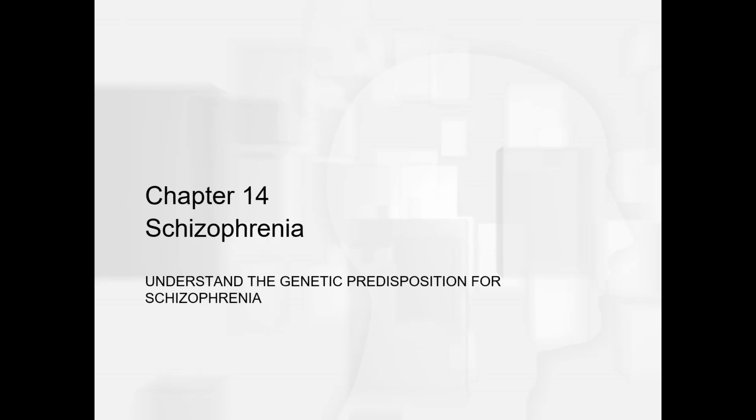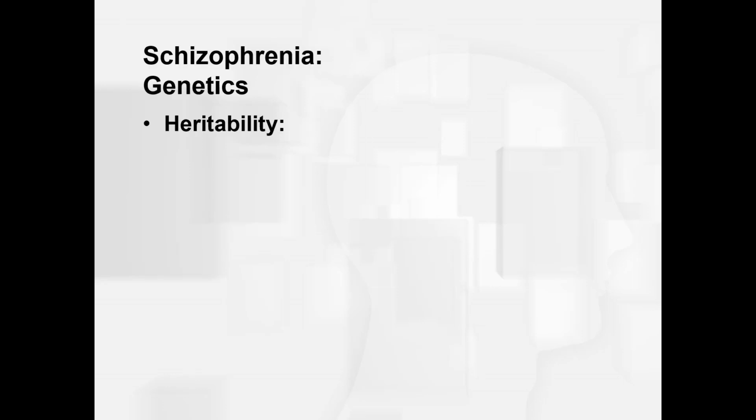In this video, we'll continue to discuss schizophrenia and the genetic predisposition for schizophrenia, or if one exists. So when we look to see what the genetic contribution to schizophrenia is, we look at something called heritability. Now this term has come up before, and remember it's looking at the amount of variation in a given trait or disorder that's in a population that can be attributed to genetics.